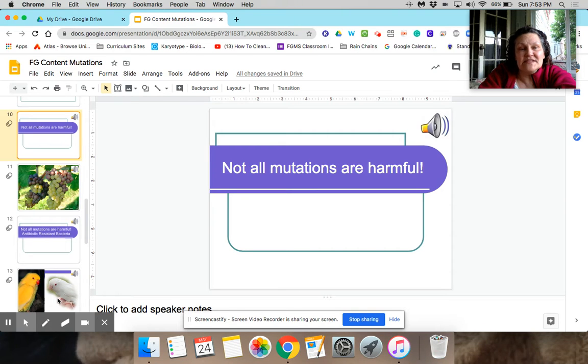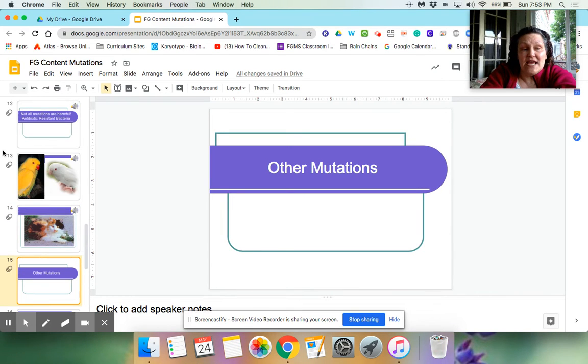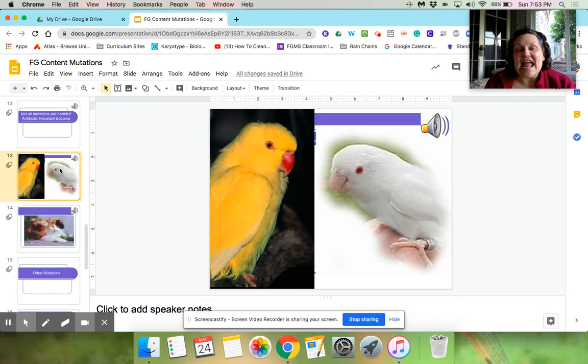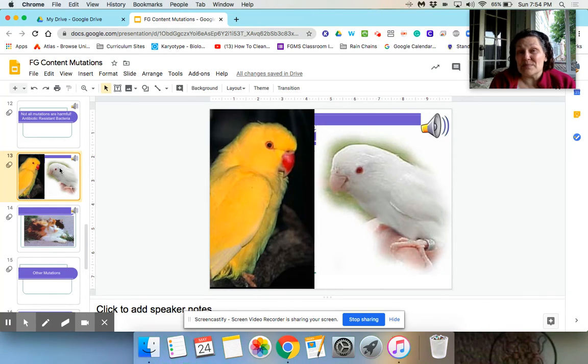So, I'm going to show you a couple of examples before we get into some of the human ones. Here's an example of a mutation in some birds. There's a protein in your body called melanin. Just like in us, birds have melanin in their feathers. We have melanin in our skin, in our hair, in our eyes, and it's what gives us color. That's what melanin is. It's a pigment.